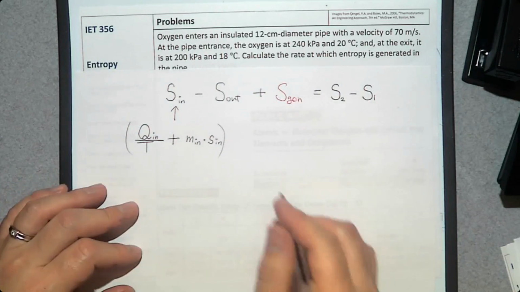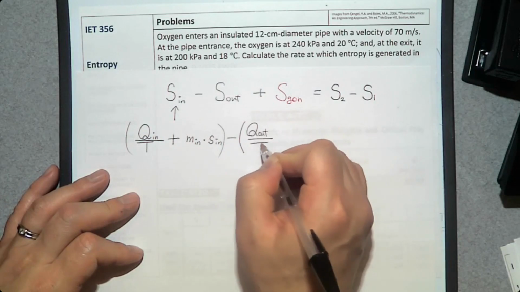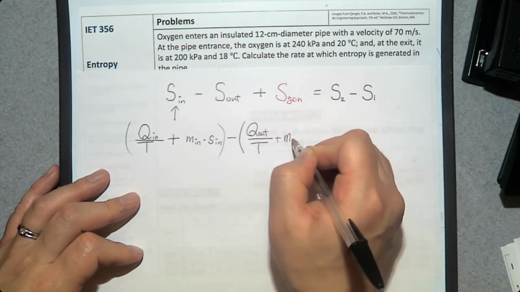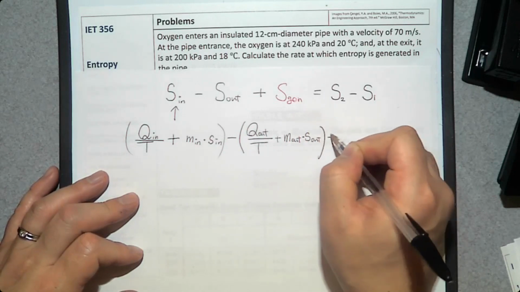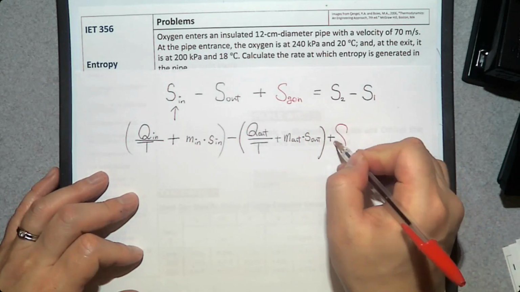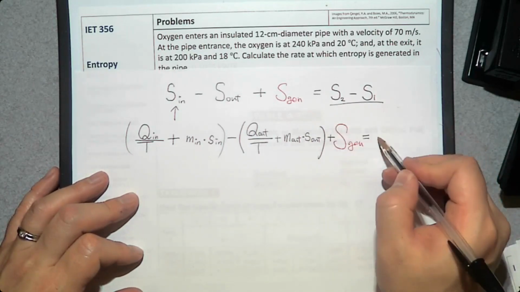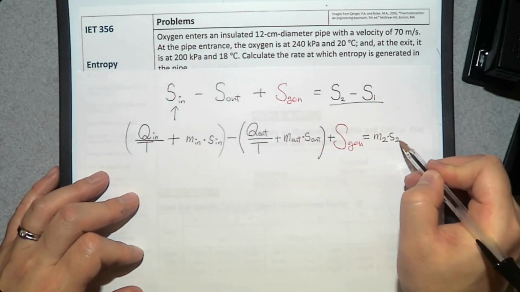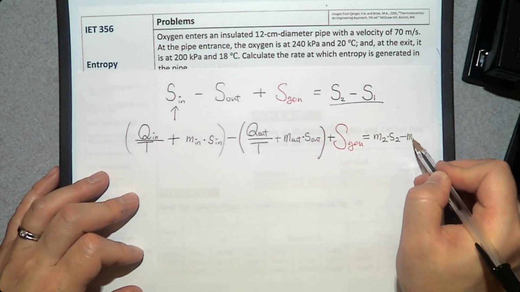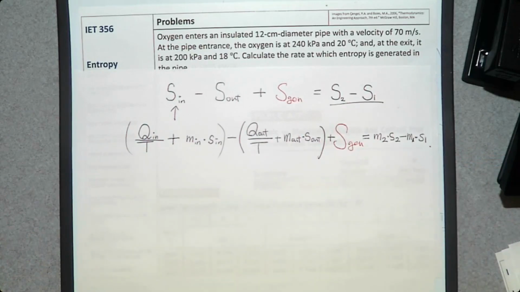What about entropy transfer out? We can consider the same thing. Q out over temperature T plus mass leaving the system. This one has specific entropy. Plus entropy generation is going to be the change of entropy of a system. How do we determine that? Mass at the final state times specific entropy at the final state minus mass at the initial state times specific entropy at the initial state. So that is the entropy balance equation.